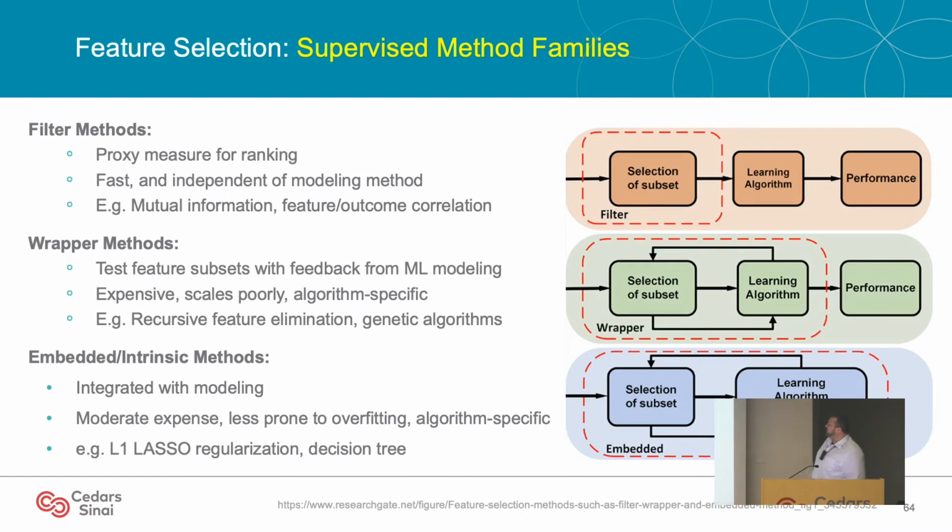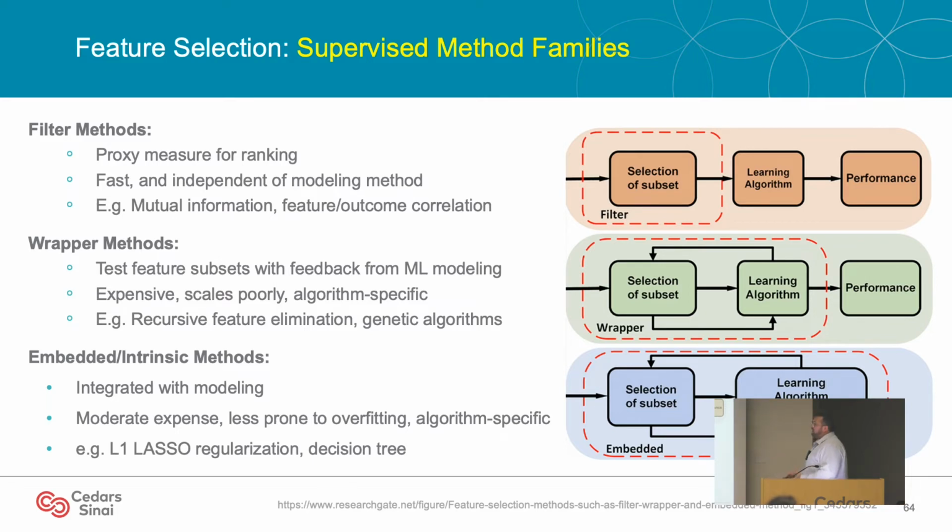Feature selection, supervised method families. In conducting feature selection, there are three general approaches. The first is to use filter methods. Basically this is done before machine learning, and we're using a simple proxy measure to rank our features and then remove the lowest performing ones before we do modeling.